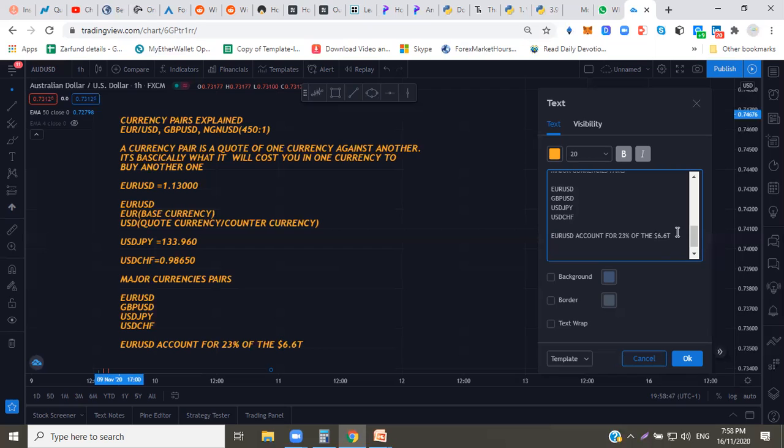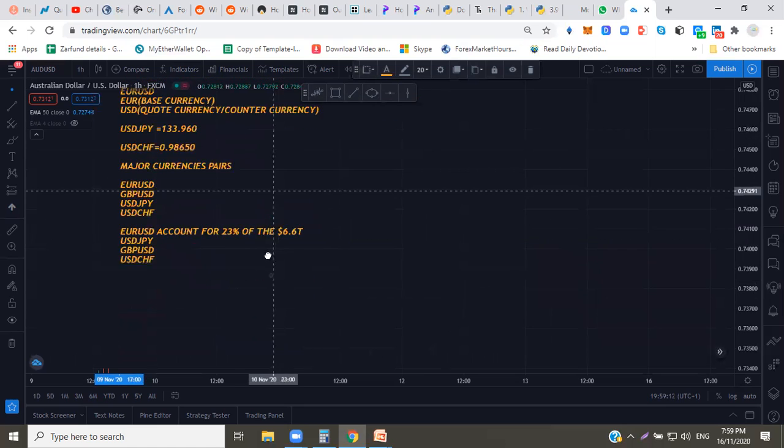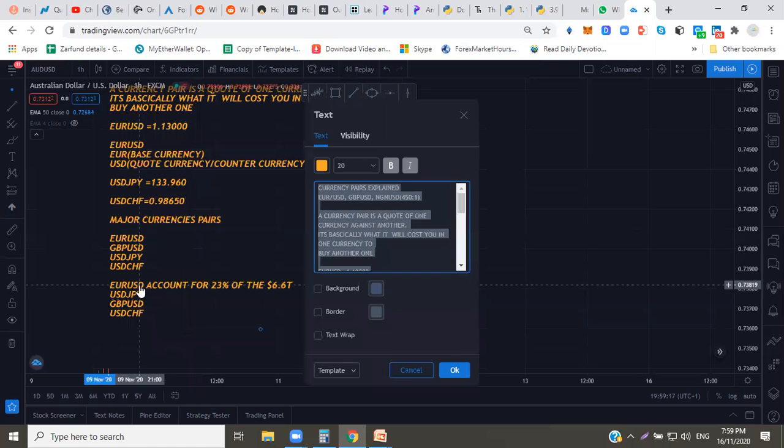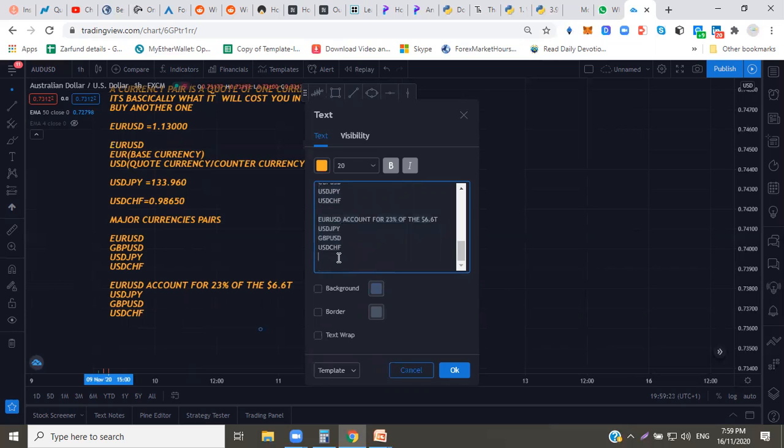Then followed by USD JPY, then GBP USD, then USD CHF. This is the order in which the volume is traded on a daily basis.